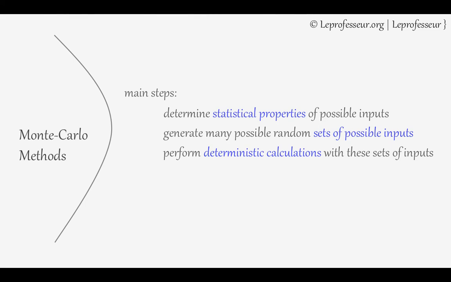We got the probability, and then we multiplied by 4. 4 times the probability is the value of pi. So the third step is to perform deterministic calculations with these sets of inputs. And then finally, you analyze the results statistically. So it is a very simple class of algorithms.